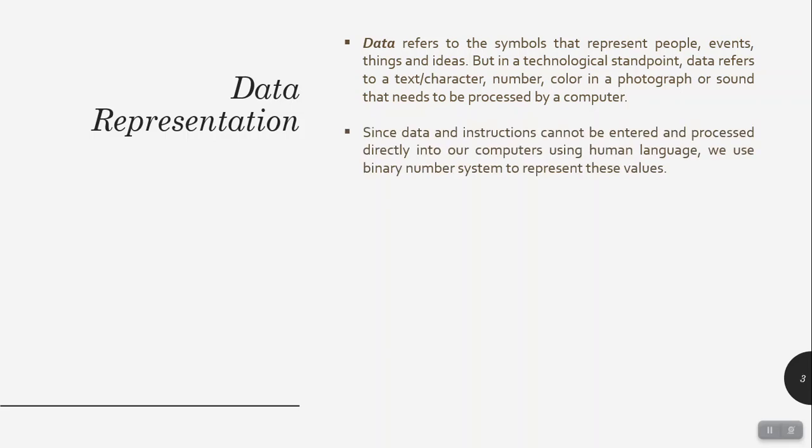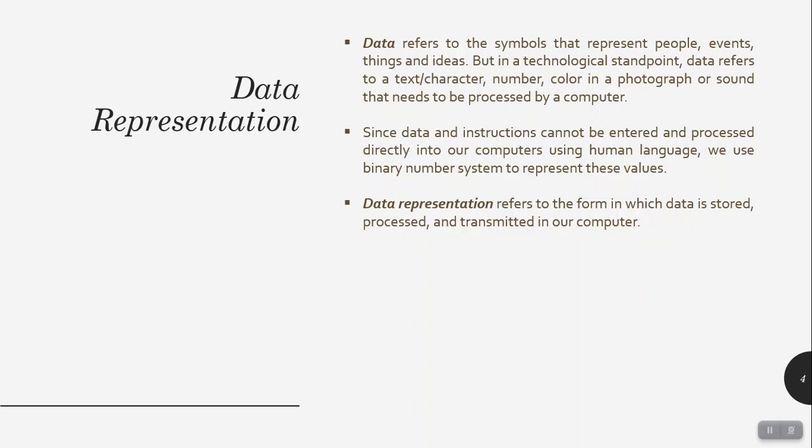Since data and instructions cannot be entered and processed into our computers using human language, we use the binary number system to represent these values. We know from our previous video that the binary number system only uses the symbols ones and zeros, since our computer consists of wires that can only have two states, which is on and off. Data representation refers to the form in which data is stored, processed, and transmitted in our computer. And the process is called digitization.